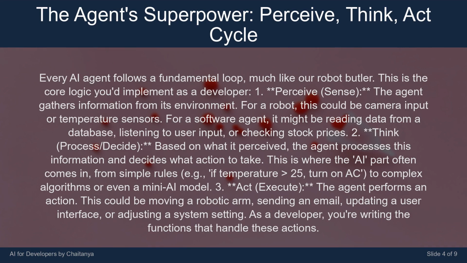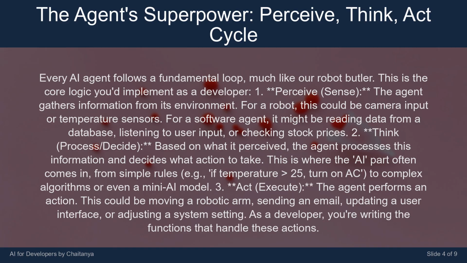Every AI agent follows a fundamental loop, much like our robot butler. This is the core logic you'd implement as a developer. 1. Perceive. Sense. The agent gathers information from its environment. For a robot, this could be camera input or temperature sensors. For a software agent, it might be reading data from a database, listening to user input, or checking stock prices.